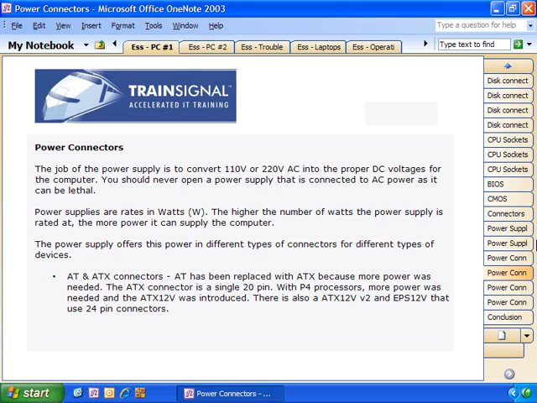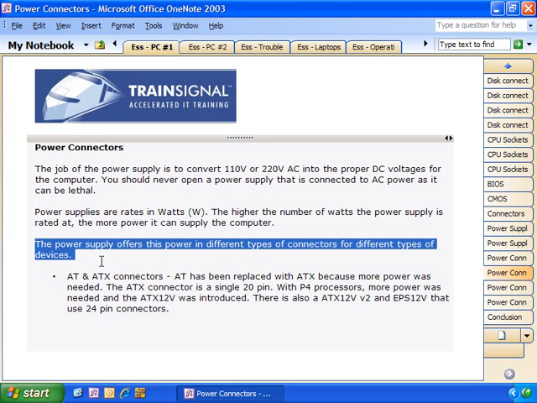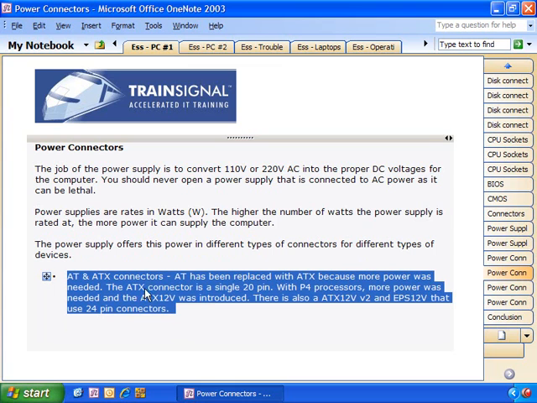Now, power supplies are rated in watts, or W. The higher the number of watts the power supply has, the more power it can supply to the computer and all those peripherals you want to put in the computer. Now, the power supply offers this power in different types of connectors for different types of devices. First off, there's the AT and ATX connectors. AT has been replaced with ATX because more power was needed by more power-hungry processors and components.